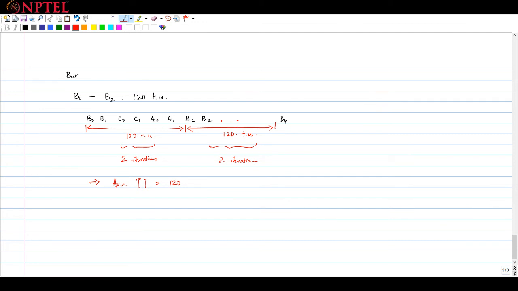Sorry, I've got these numbers wrong. I think I have a small issue that I need to check here. So this would basically be 120 time units.